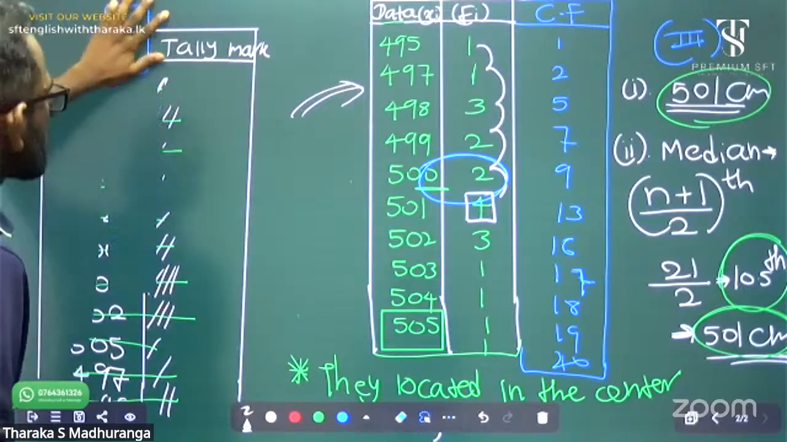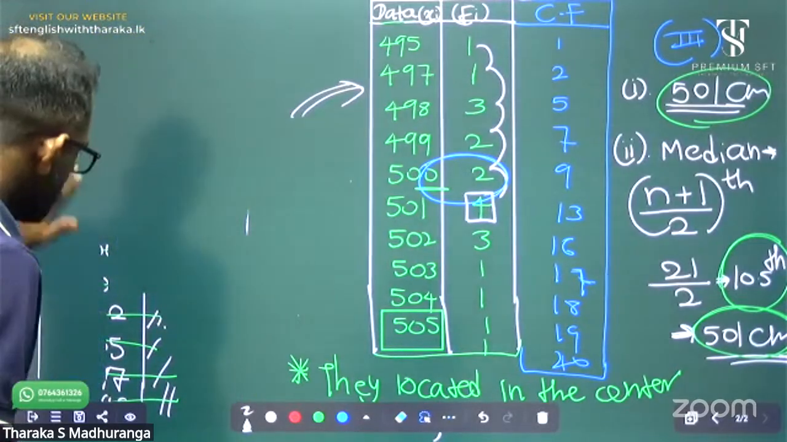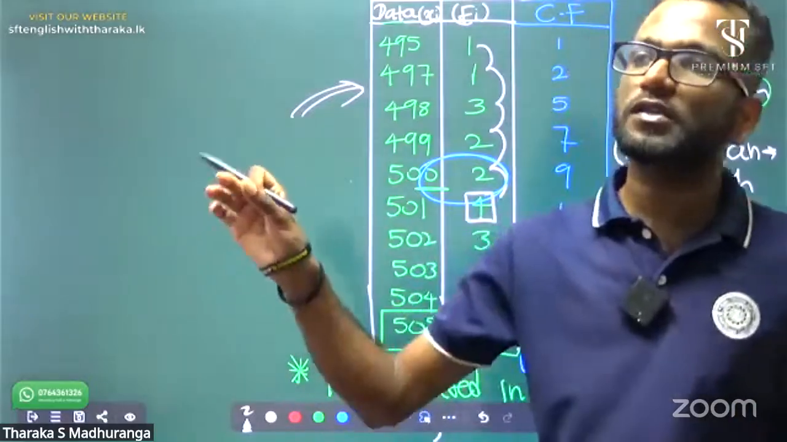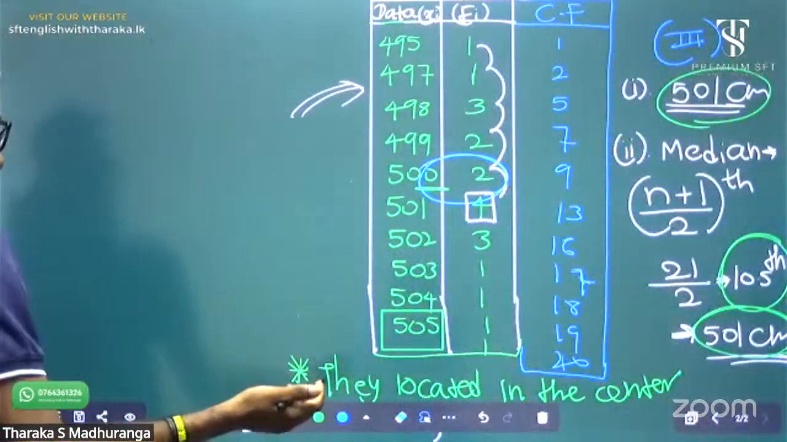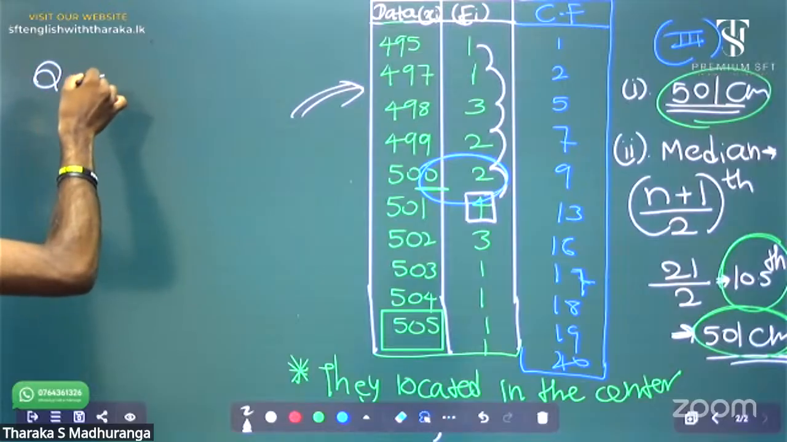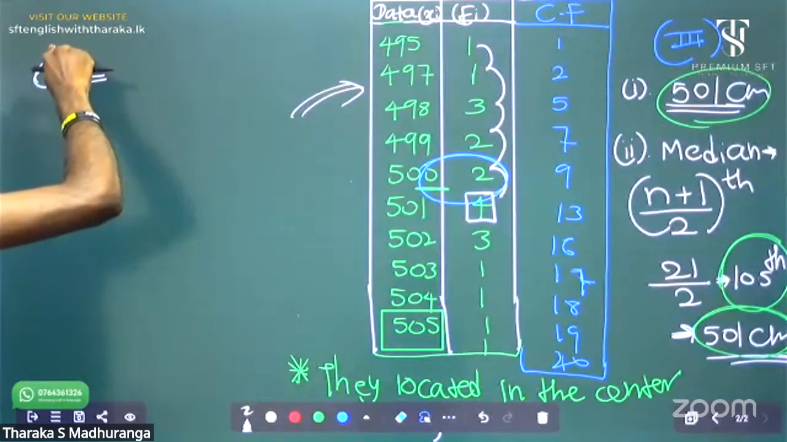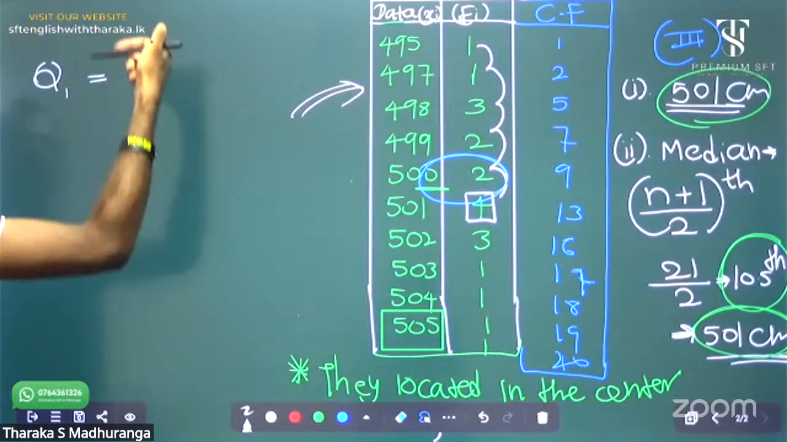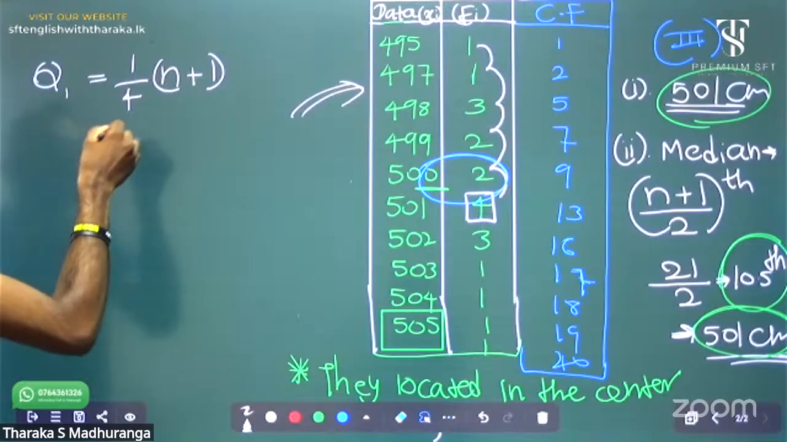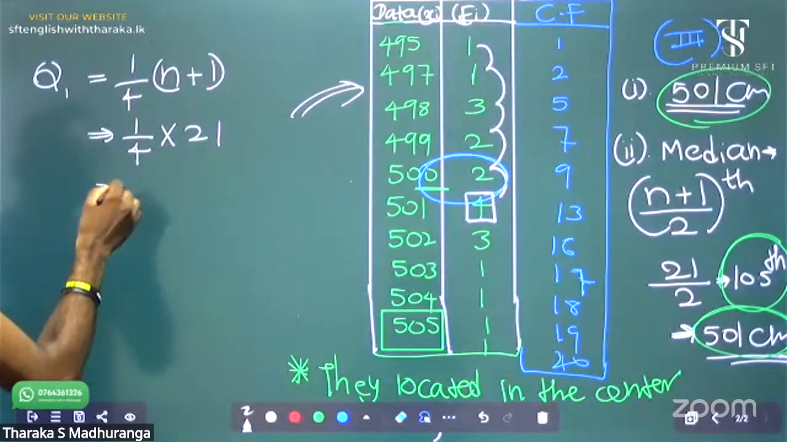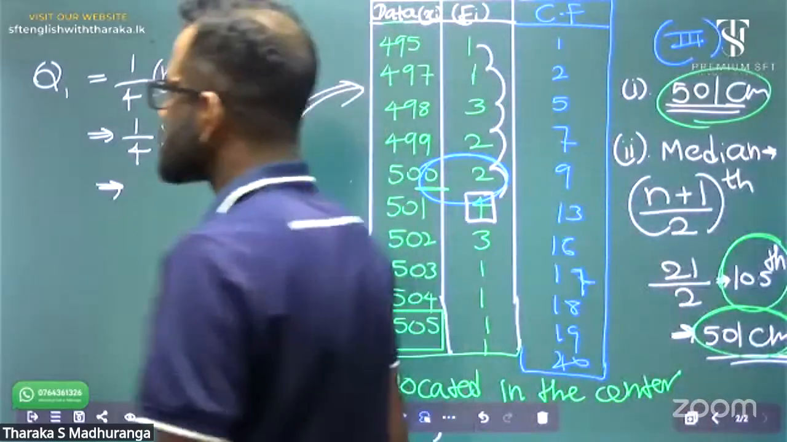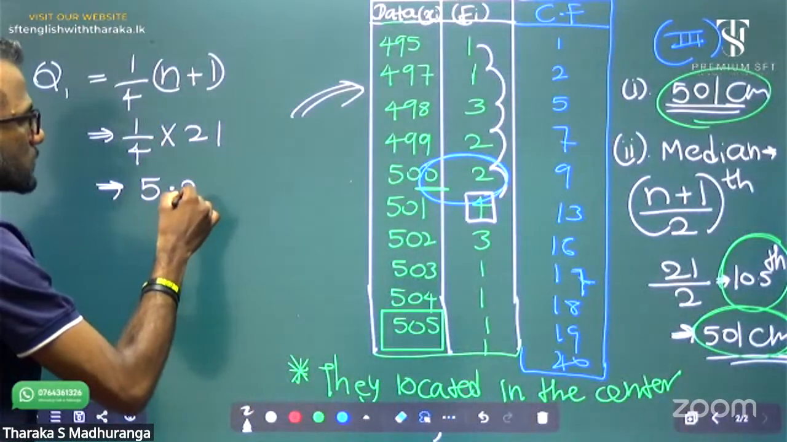Okay, how to calculate the quartiles? Quartiles are not central tendency measures. Among the central tendency measures, the second quartile equals the median. Okay, Q1. How to calculate the first quartile? What's the method? 1 over 4 times n plus 1. N plus 1 means 21. 21 over 4 is 5.25. The fifth value.